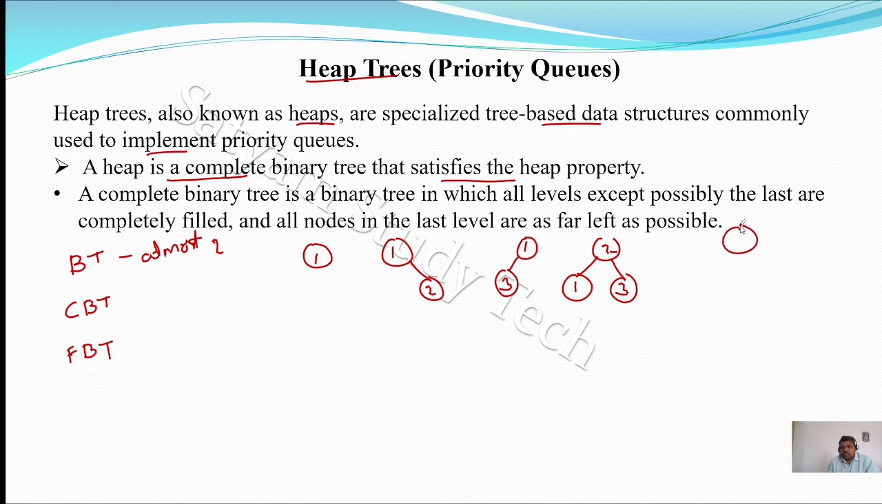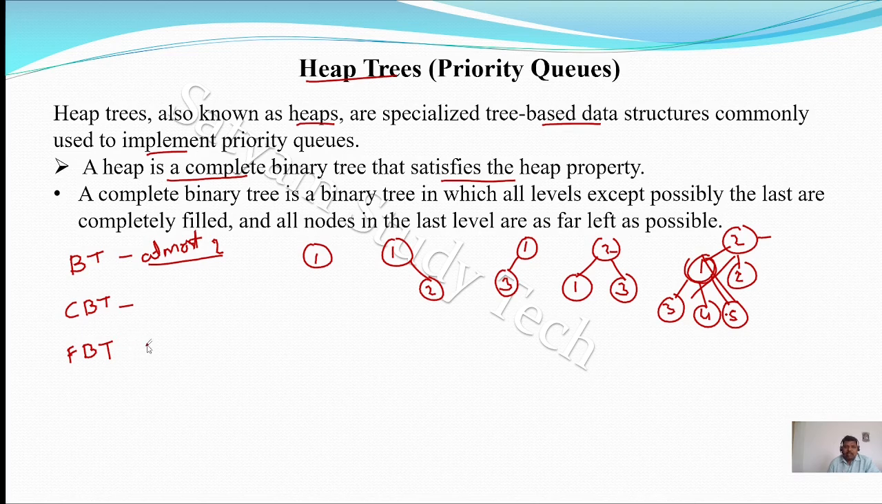But here it is not a binary tree, because this node has 2 children but this node has 3 children. Each and every node having at most 2 children only is called a binary tree. So this one is not a binary tree. Now, what is meant by a complete binary tree?